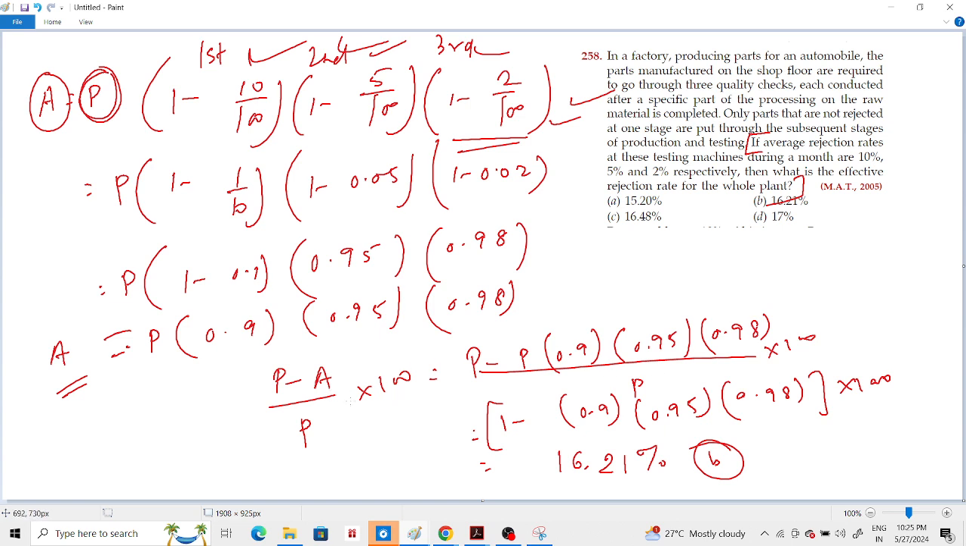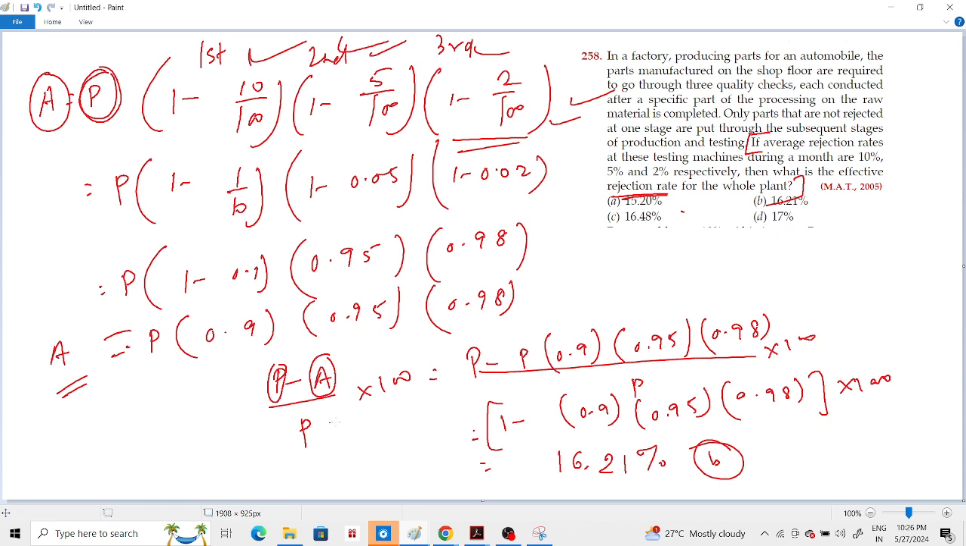Now what I'm asked to find out is the effective rejection rate. So A is the number of articles that has been finally obtained as okay product. P is the number of articles that were inserted into the testing machine. So I need to find out the difference between P and A. The difference is the number of articles that got rejected.